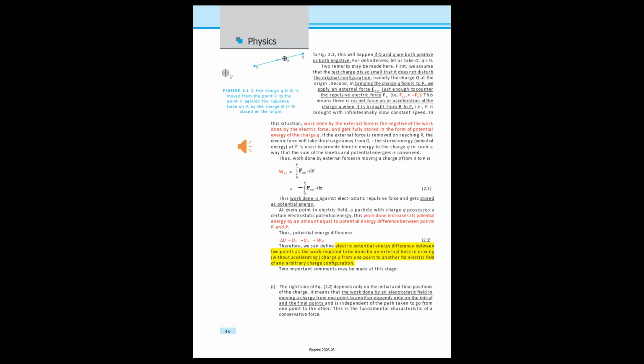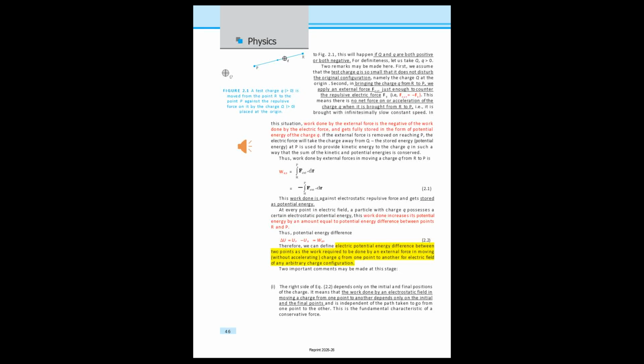Thus, work done by external forces in moving a charge q from R to P is given by equation 2.1. This work done is against electrostatic repulsive force and gets stored as potential energy. At every point in electric field, a particle with charge q possesses a certain electrostatic potential energy. This work done increases its potential energy by an amount equal to potential energy difference between points R and P. Thus, potential energy difference is given by equation 2.2.